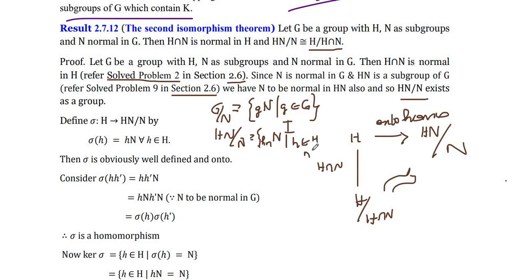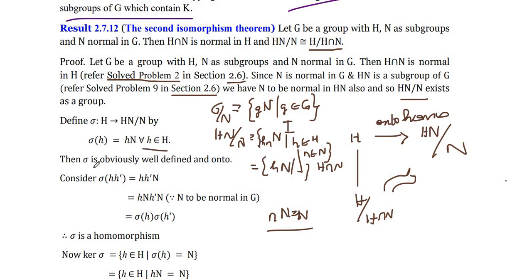But because small n belongs to capital N, hnN will be equal to hN. Whenever small n is a member of capital N, nN will be equal to N. So you have this like this, hN, where h ranges over capital H, that alone. So we are justified in writing this rule in this way: sigma of h is hN for every h in the domain.